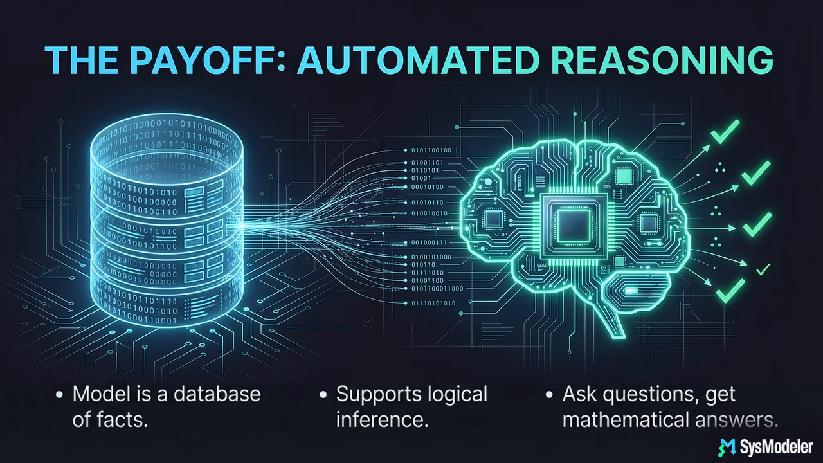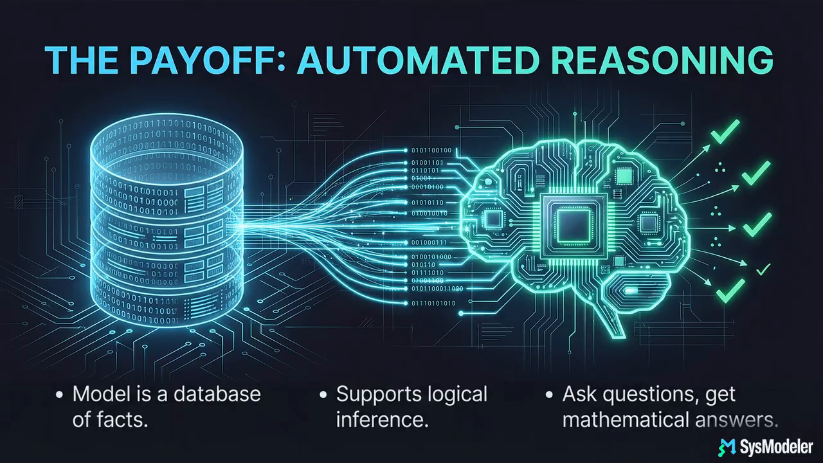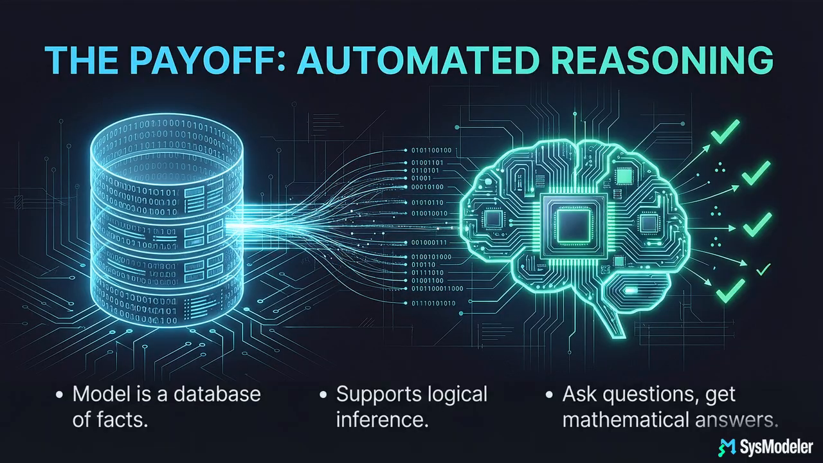The payoff: automated reasoning. Because KerML is grounded in formal logic, which is the core layer, your model is a database of facts, not just a drawing. This enables inference, asking the model questions it can answer mathematically.